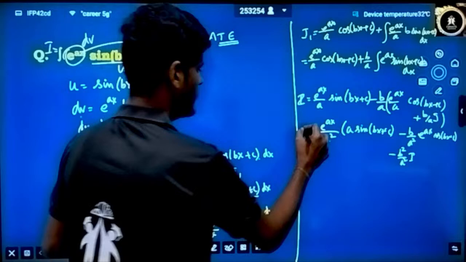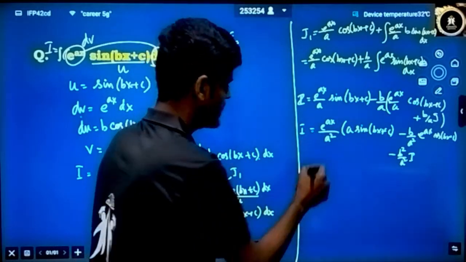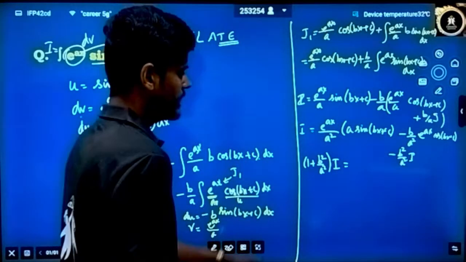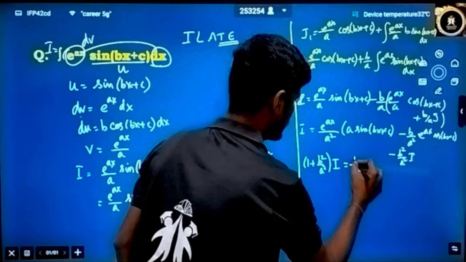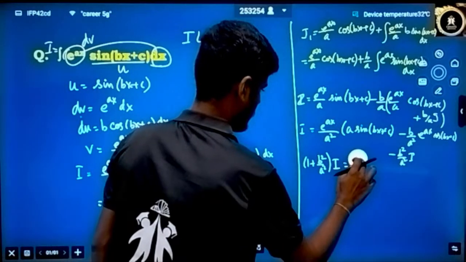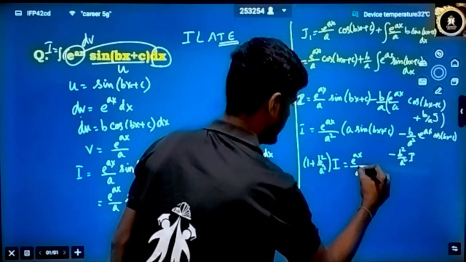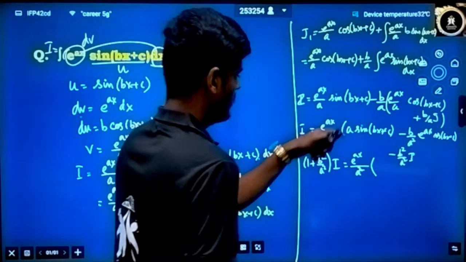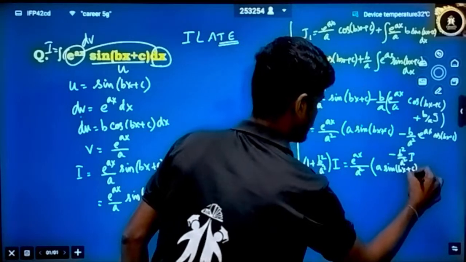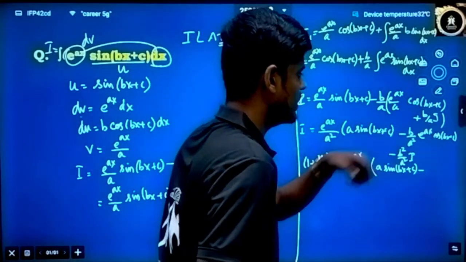That means we take the I terms to one side. Then we will get 1 plus b square by a square into I is equal to, here 1 by a square into e power ax is common. We can write this as e power ax divided by a square into the remaining term: a sin bx plus c, minus of b cos bx plus c.